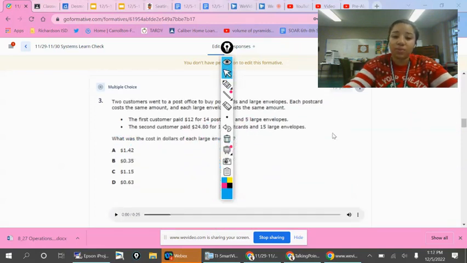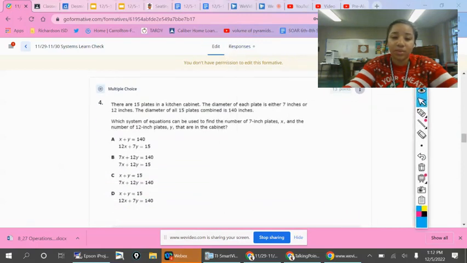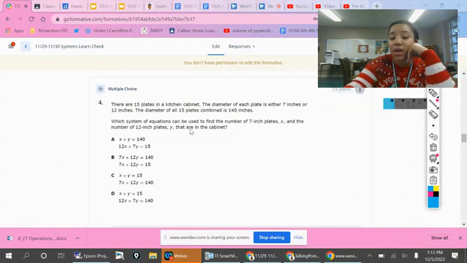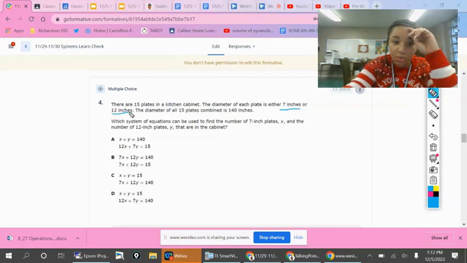Okay. So just going down to question 4. There are 15 plates in a kitchen cabinet. The diameter of each plate is 7 inches or 12 inches. The diameter of all 15 plates equals 140 inches. So what I'm going to do is either small plates, which is 7 inches, and large plates, which are 12 inches.